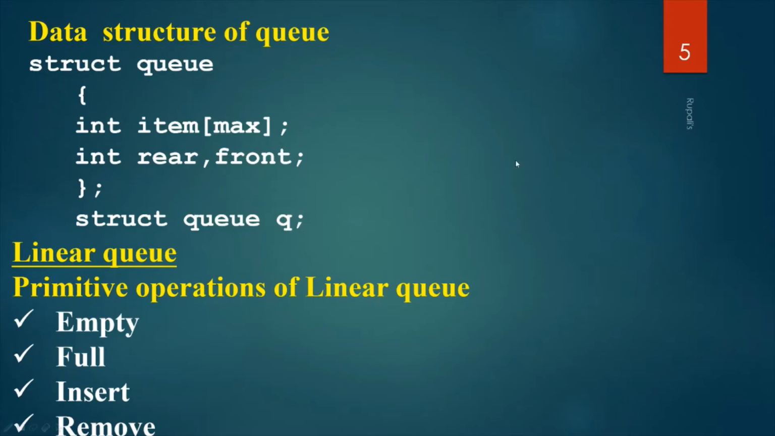In case of linear queue, there are four primitive operations. We have to learn each and every primitive operation in detail. The four primitive operations are empty, to check whether your queue is empty or not; full, to check whether your queue is full or not; insert, meaning I want to insert some element onto this queue; and remove, meaning I want to delete or remove some element from the queue.